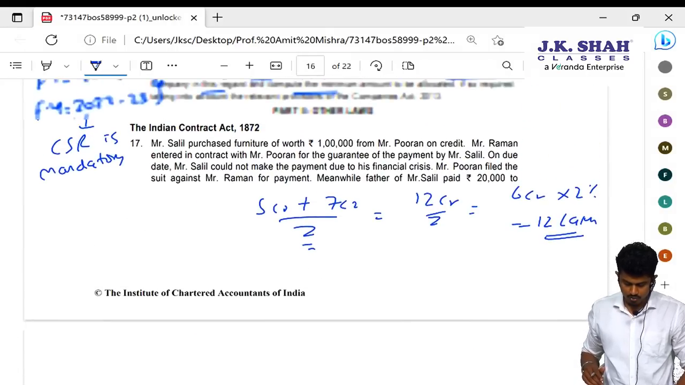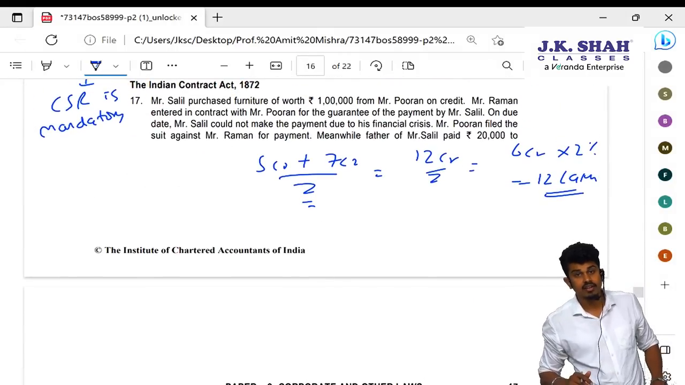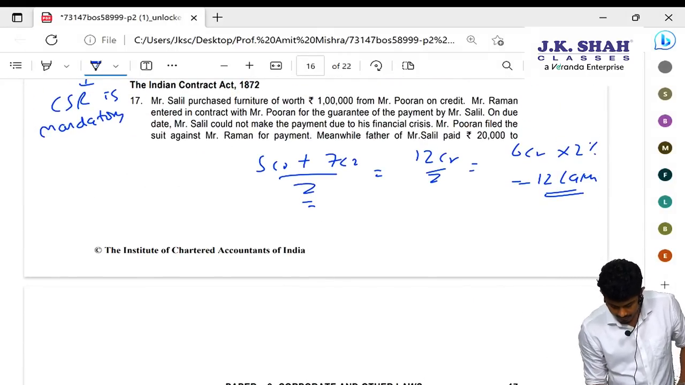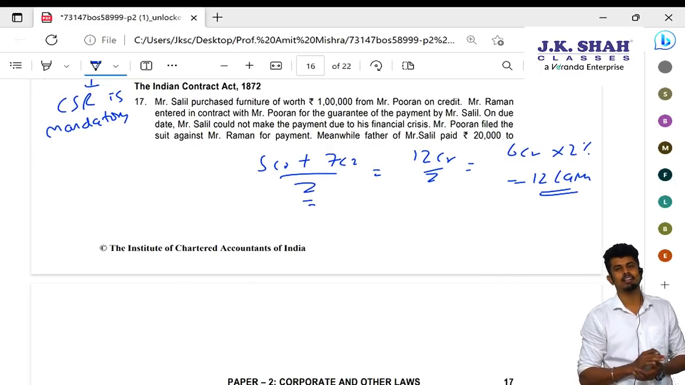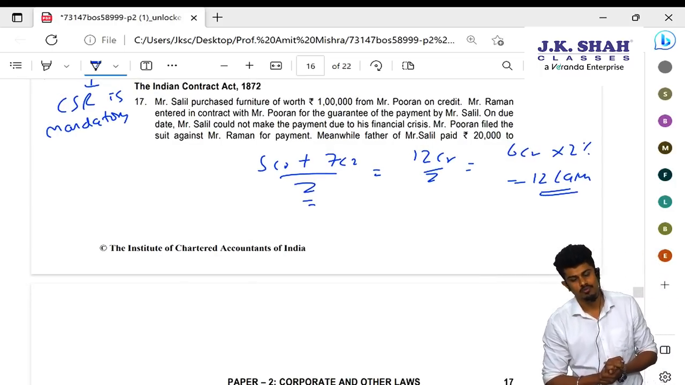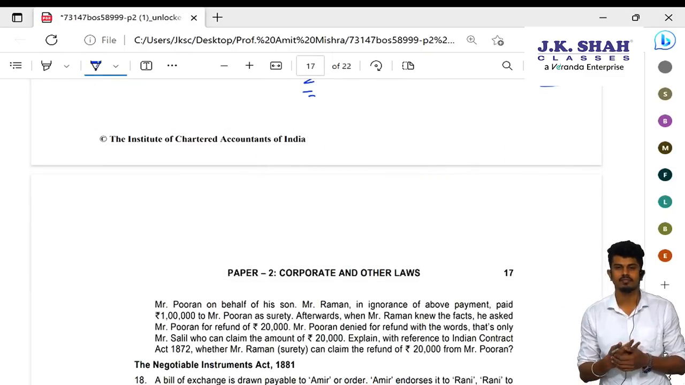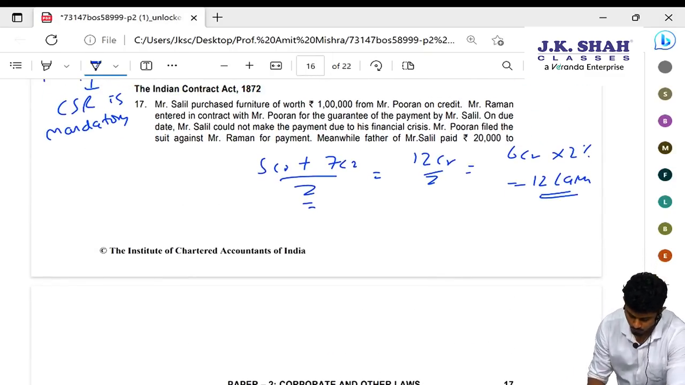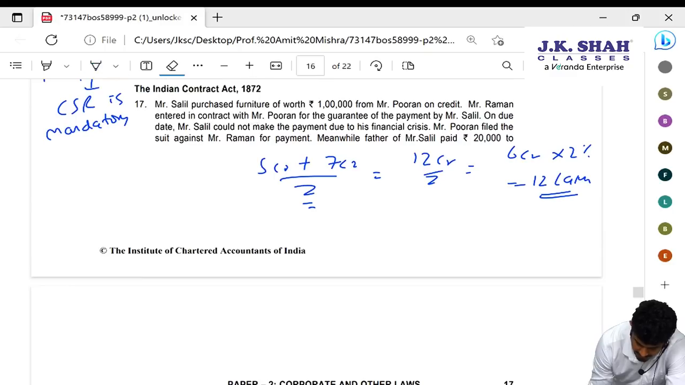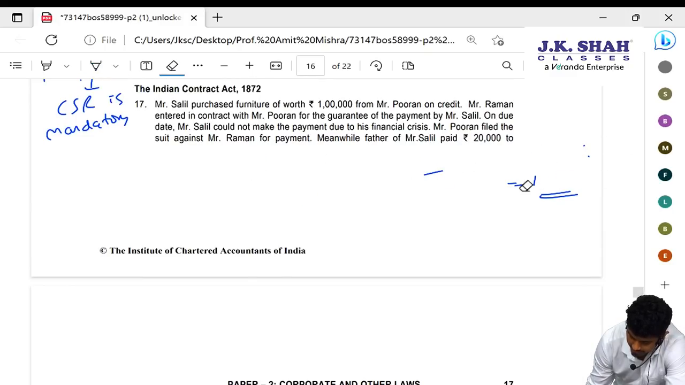Now, I'll move on to the question of Indian Contract Act 1872. Please read the question so that I can directly discuss the answer with you. It will save our time also. I hope you have paused the video and read the question. What is the transaction over here? See, the case is from contract of guarantee. I hope you have understood it, right?